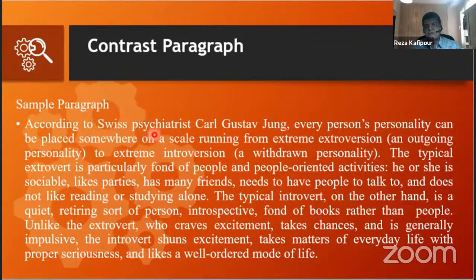According to Swiss psychiatrist Carl Gustav Jung, every person's personality can be placed somewhere on a scale running from extreme extroversion to extreme introversion. So it shows that we are going to discuss the differences between an introvert and an extrovert. It is a topic sentence. So now let's see how we develop a topic sentence with major supporting sentences.